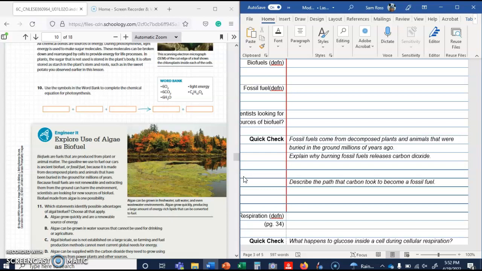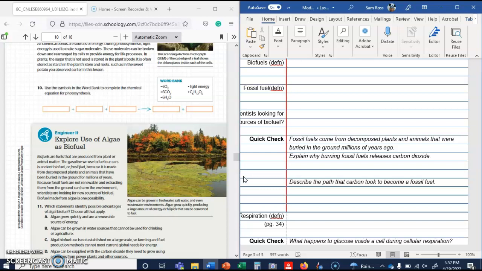The carbon in fossil fuels originally came from the atmosphere millions of years ago. It was turned into sugars by plants. The plants were eaten by consumers. When the plants and animals died, they decomposed and were buried and eventually became fossil fuels.